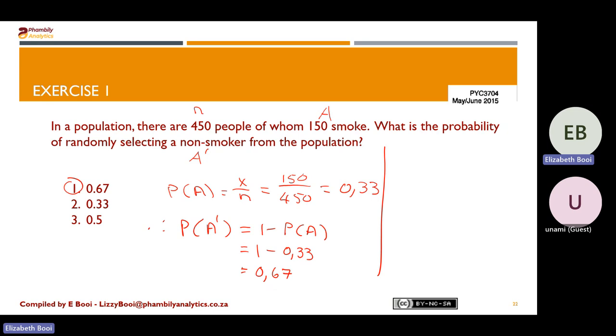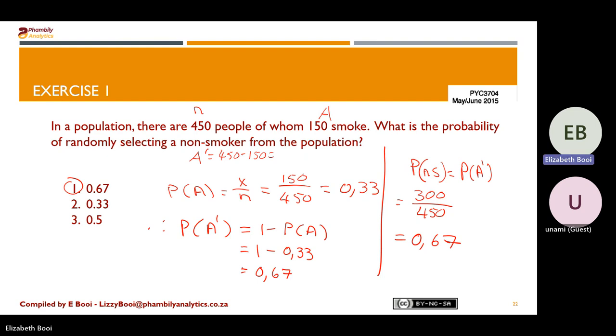That's one way of doing it. The other way of doing it is, I know that 150 are smoking. Therefore, A complement will be 450 minus 150, which leaves me with 300. So in order to calculate the probability of non-smoker, or I can say the probability of A complement, I'm going to use 300 divided by 450, and 300 divided by 450 is equal to 0.67. So you have two ways that you can use. You can either answer it using the probability concepts, or you can just go ahead and calculate the event and just do that.